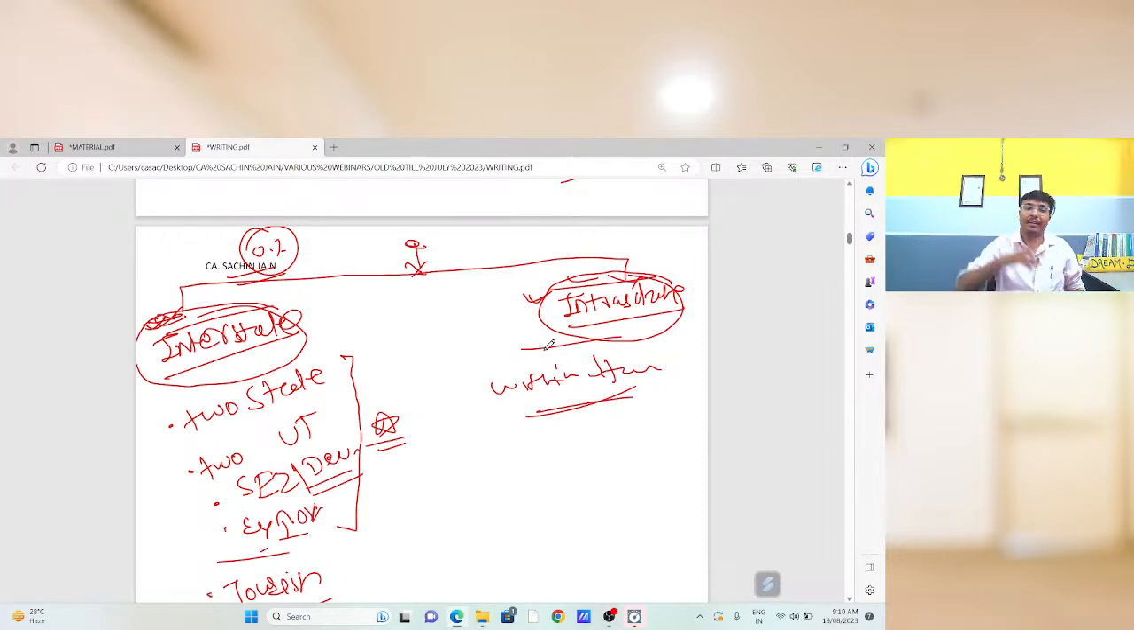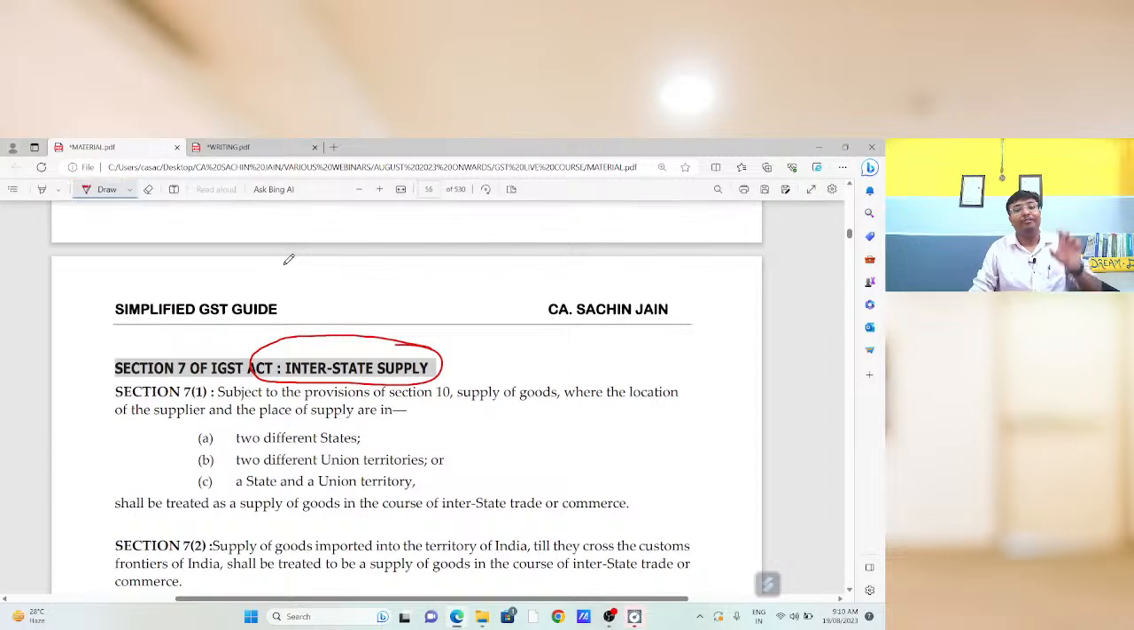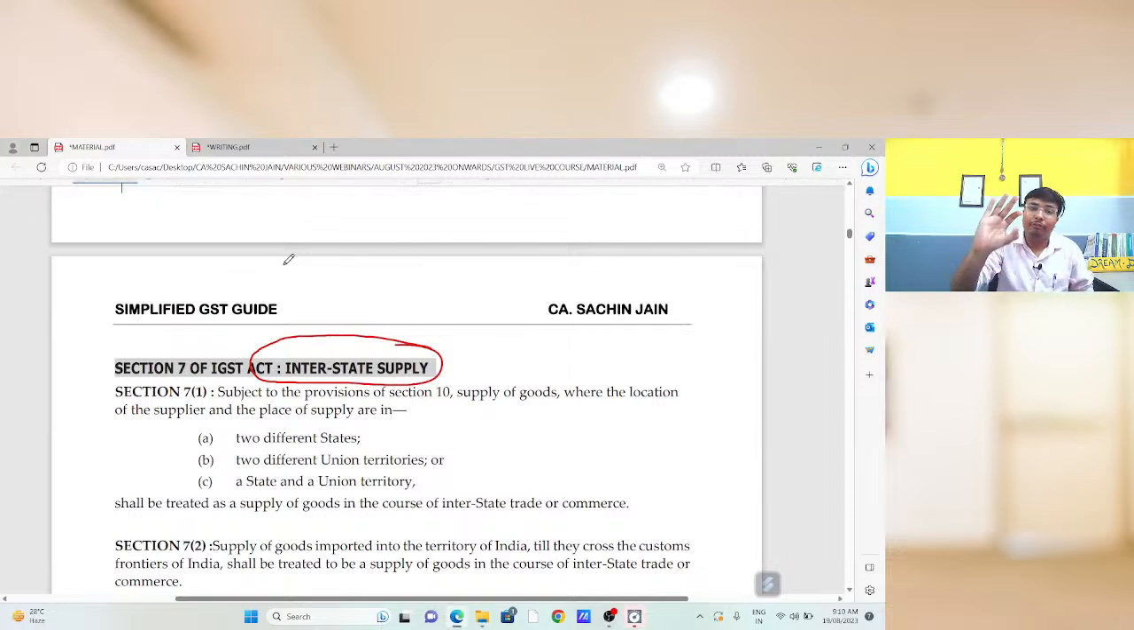Two exceptions are there. A special economic zone is in Rajasthan, but the same is to be treated as interstate supply, and also a tourist is going to take the services in Rajasthan, but the same is to be treated as interstate supply. So now we are going to discuss the same from the language of law.